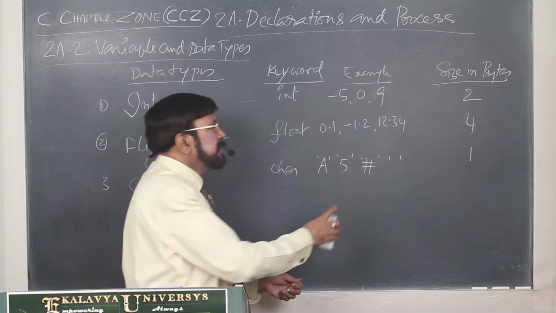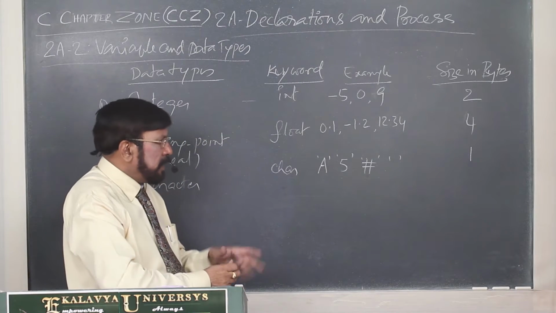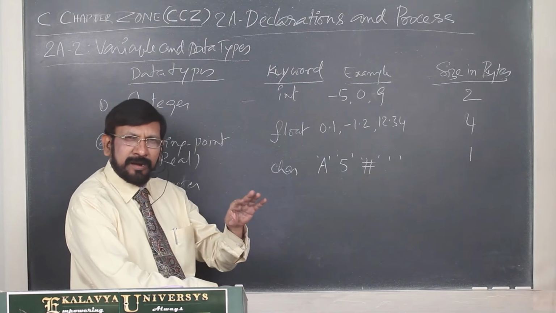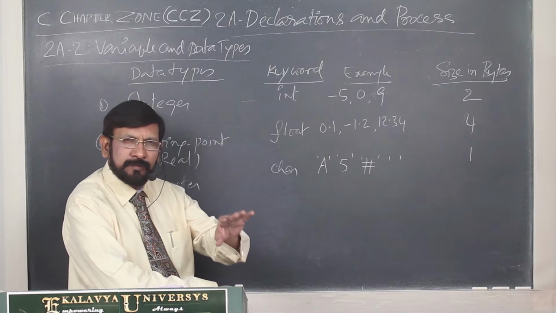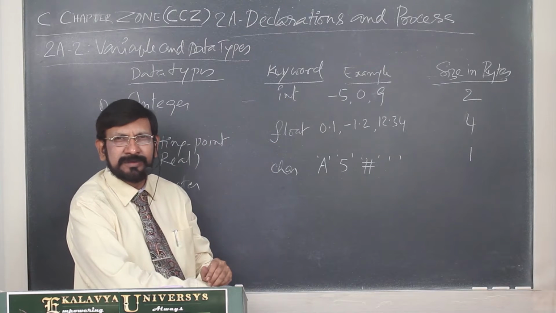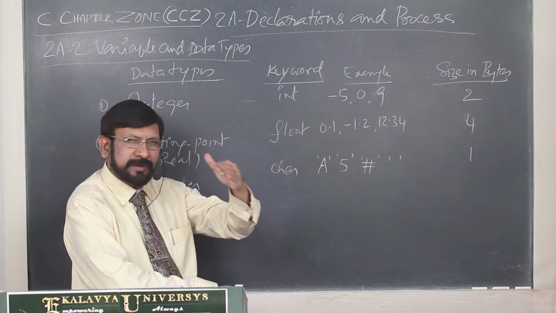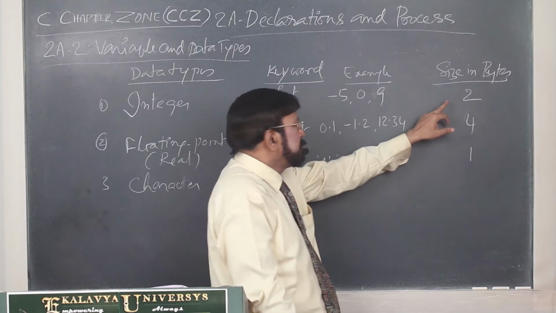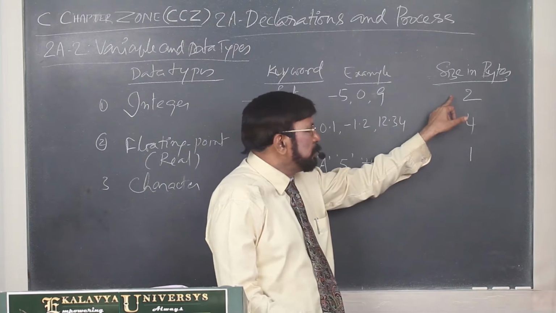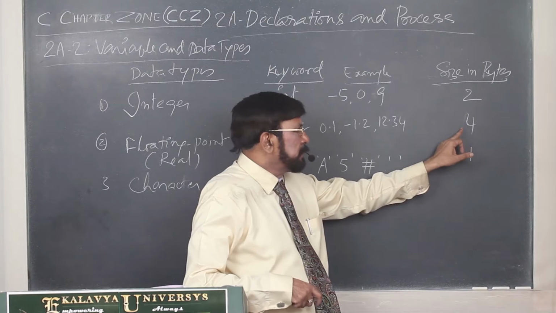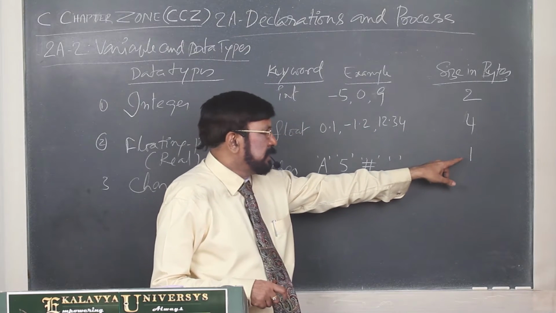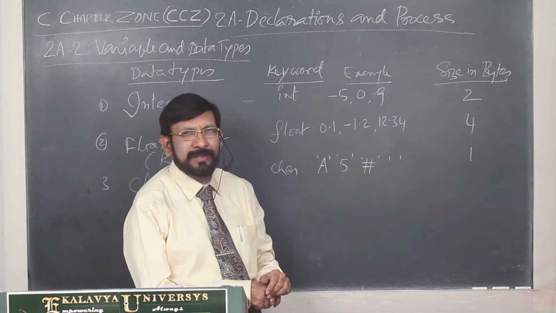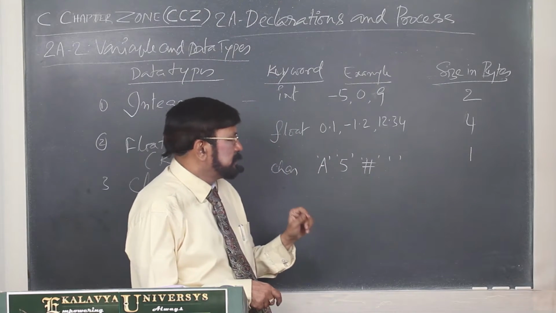Thereafter, size. All our botheration is only for the sake of size, because we are not preparing the same amount of food for all categories of guests. Adults get a different amount, children a different amount, and babies a different amount of food. In the same way, an integer takes 2 bytes of memory space, a floating point takes 4 bytes, and a character takes 1 byte. That you must remember.